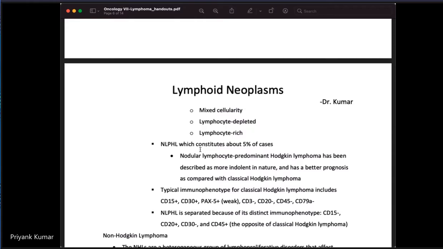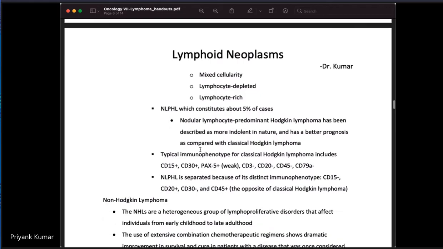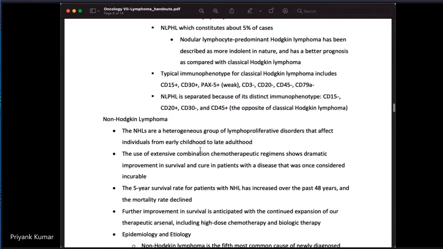Okay, it is more indolent in nature. Indolent meaning more passive. It's not aggressive. The proliferation is very slow. Okay, so because it is indolent, that's why the prognosis is better. Now, this point that we are going to discuss now, typical immunophenotype. So we do immunophenotyping in order to find out the markers.